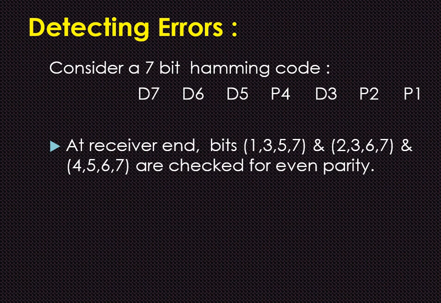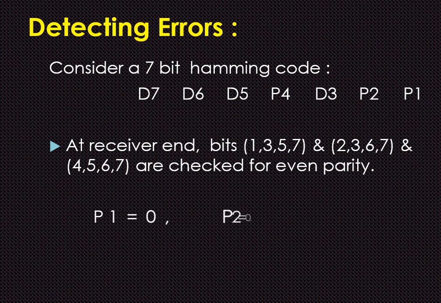If all 4 bits in each group have even parity, then the received code is correct. It does not contain any error. When even parity occurs, there is no error. If parity is not even for any group of bits, then an error exists. That is how we are going to detect it.